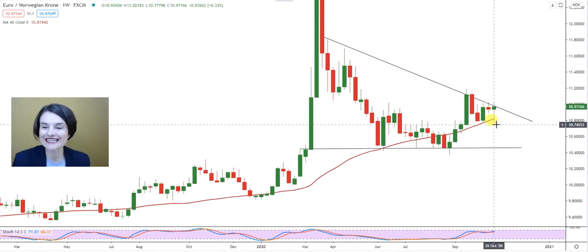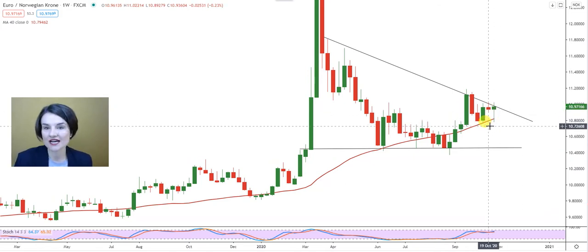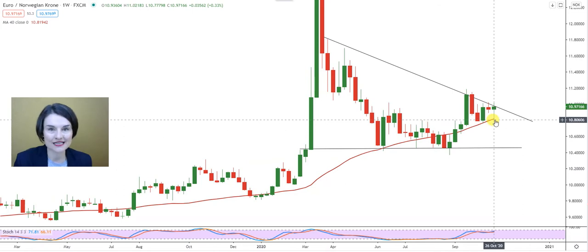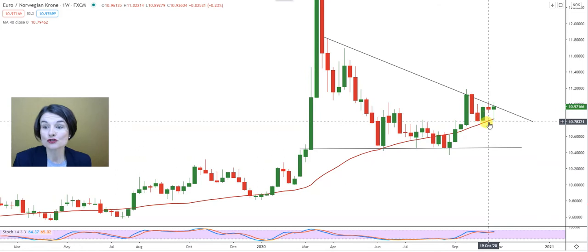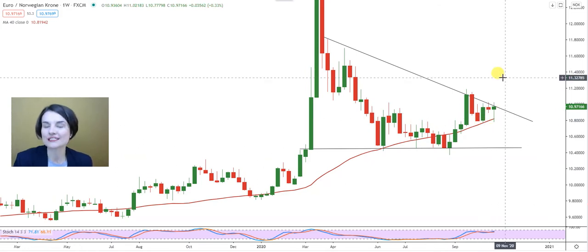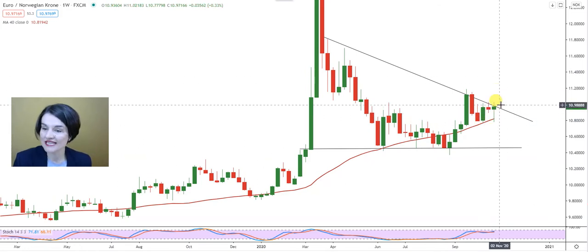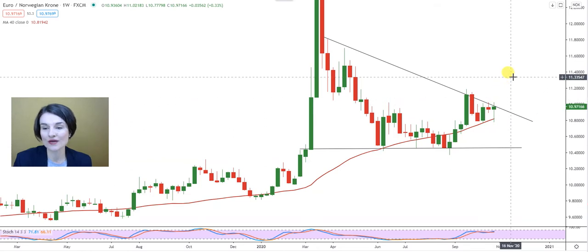note of that long tail at the bottom of my candle, and remember these are weekly graphs, implies that they were definitely protecting a stronger krone. They were buying euros, selling krone to make sure that the krone weakens further against the euro. Above 10.95, we can assume more weakness.